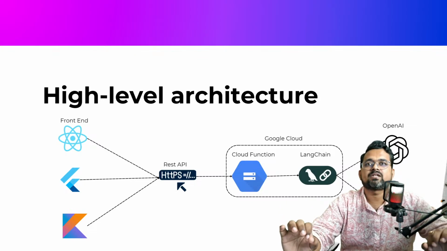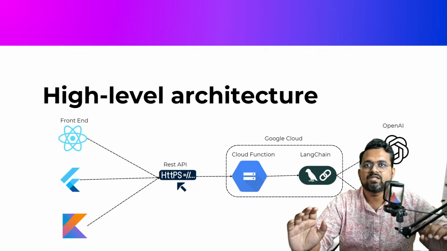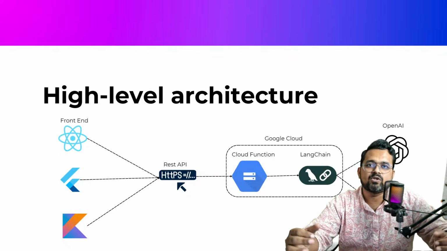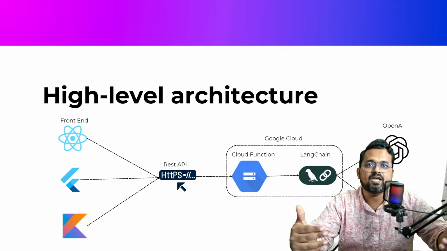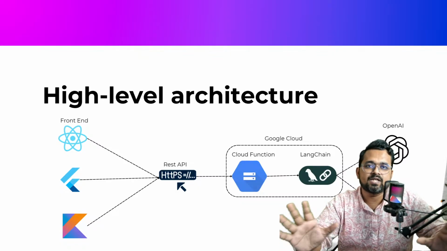So at the high level architecture, you can see that on the left side we have front-end developers, whether it's React, Flutter, or Kotlin. That means any front-end developer who can use a REST API. We all know how to use a REST API and show it on the front end. REST API, we know how to do a get request, post request, how to send data. This much we already know. We don't have to learn anything new.